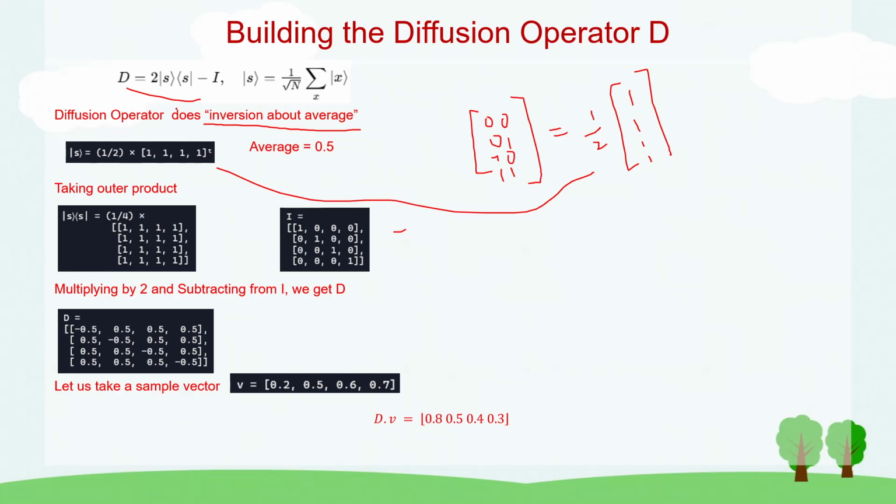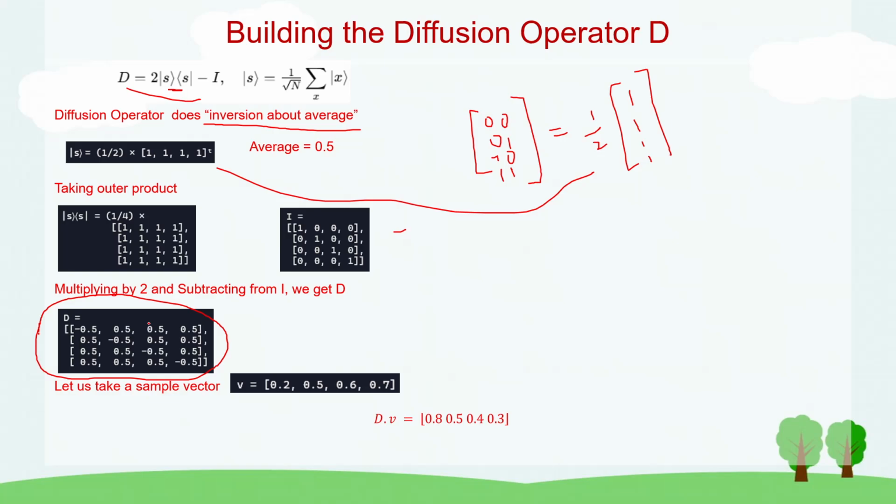So now taking the outer product, I will get a square matrix. It will become 1 by 4 into all ones. And we know the identity matrix, right, where the diagonal elements are 1 and all other elements are 0. Now I multiply this matrix by 2 and then subtract it from I, and I will get this matrix. This is nothing but my D matrix.